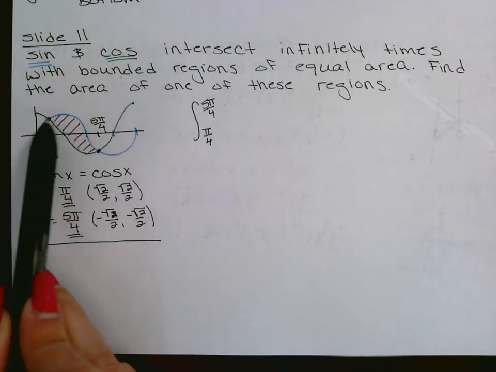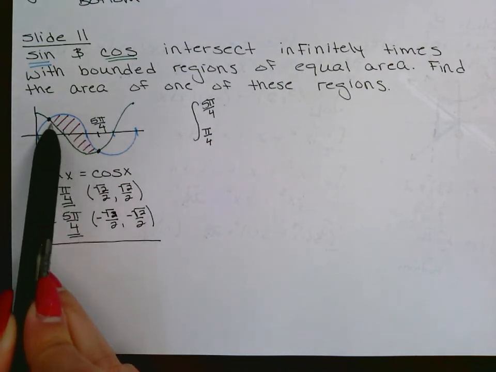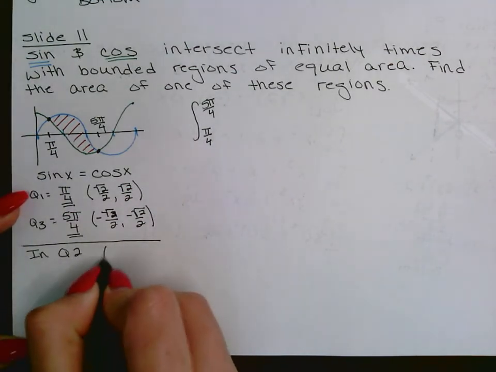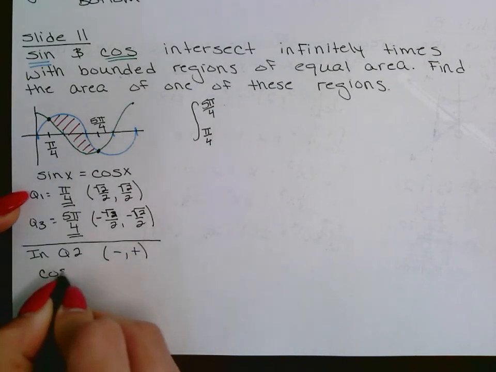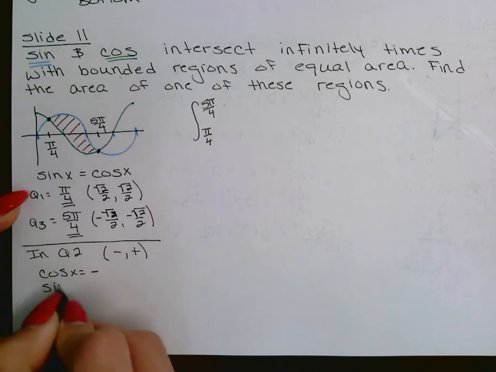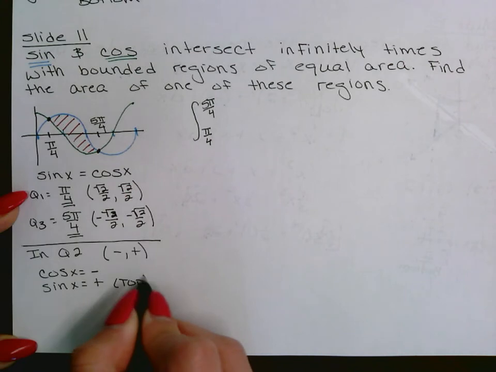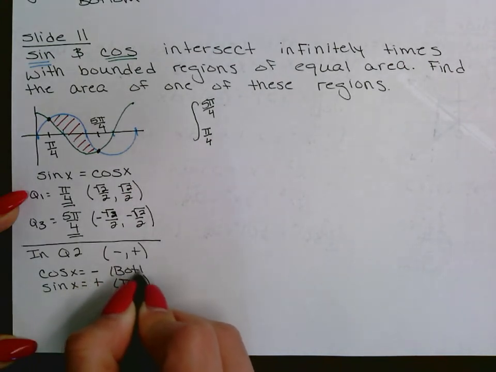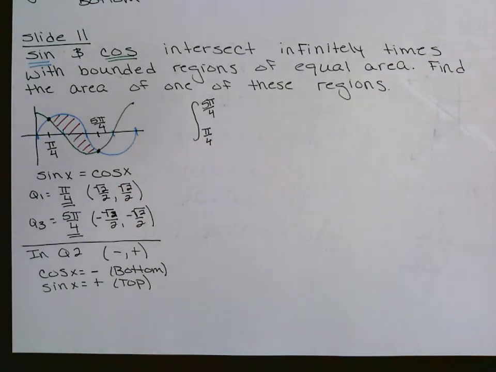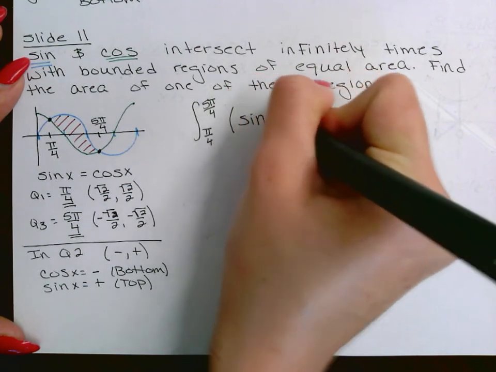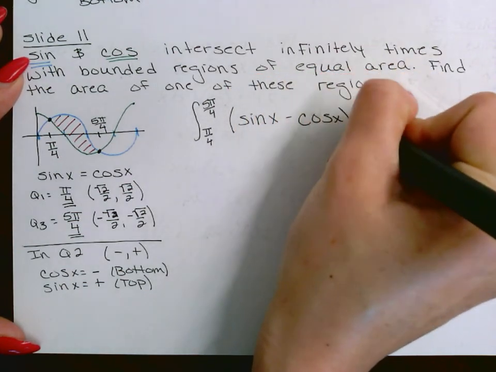In quadrant 2, all of my sines are positive, and all of my cosines are negative. So in quadrant 2, we have negative comma positive, which means cosines are negative and sines are positive. So who is the top? Who's bigger, a positive or a negative? A positive. So that means sine is on top and cosine, the negative, is on the bottom. So you can see visually and through our unit circle that sine is on top. So I am writing sine of x minus the bottom, which is cosine of x.